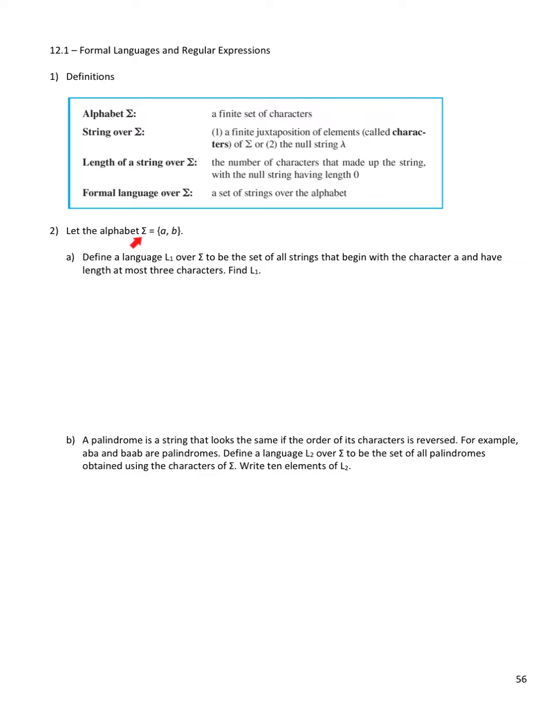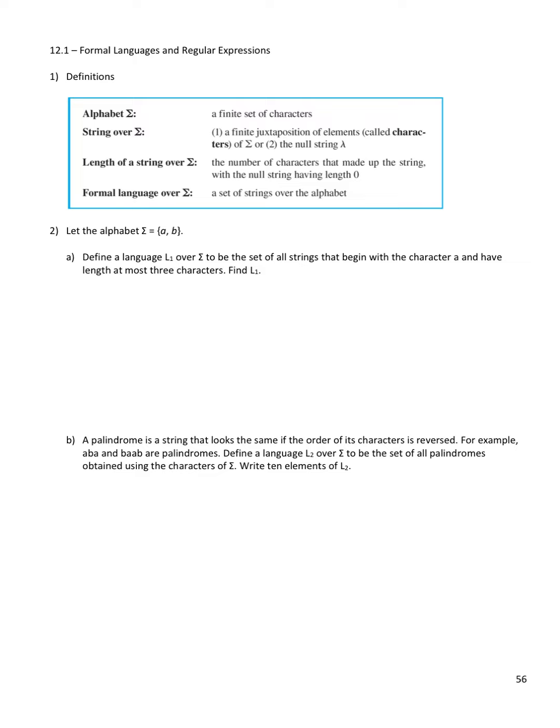So let's consider a very simple alphabet, sigma. It's just the letters A and B. We're going to define a language, L1 over sigma, to be the set of all strings that begin with the character A and have length at most 3 characters. So we want to define L1 here. L1 is a language because it's a set of strings. Okay, so they're just describing a set of strings here that's called a language.